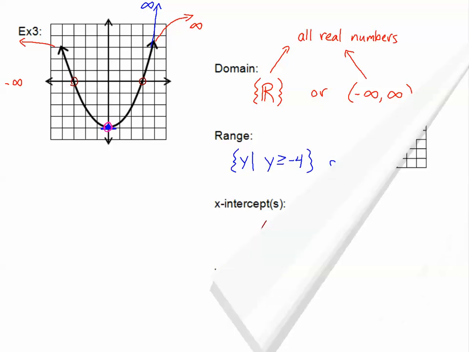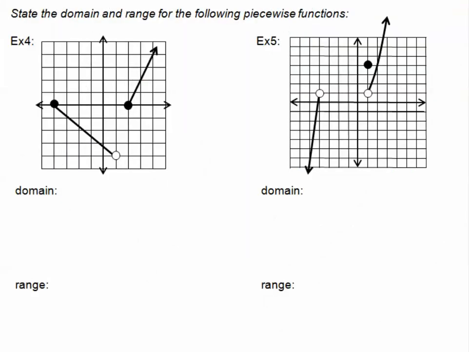So now that we've seen three examples of our domains and ranges and our set notations and our interval notations, let's see if we can piece all of this together for our piecewise functions. What a piecewise function is, is when a function has a couple different pieces. I can see this in example 4. We have one piece of the function here and another piece of the function here.